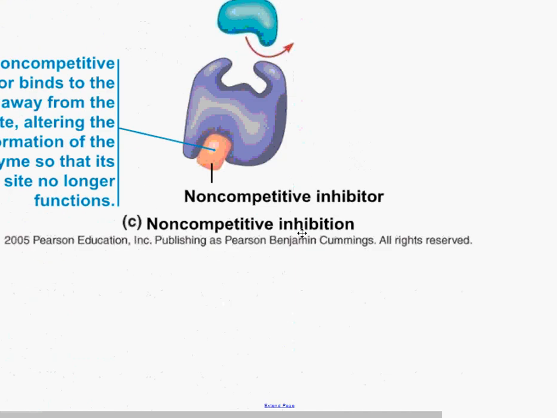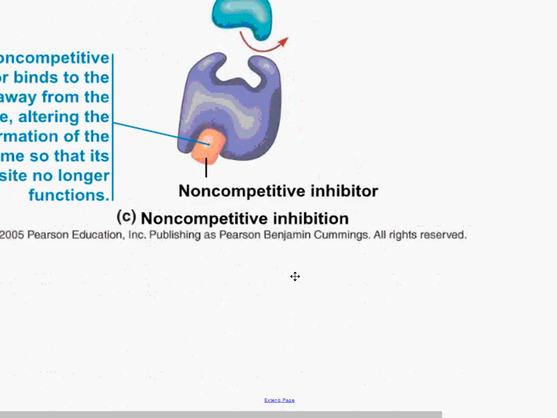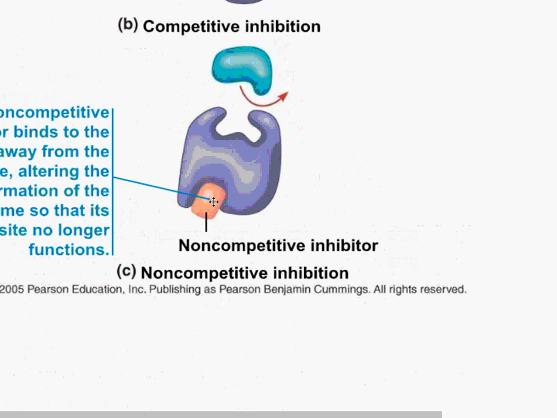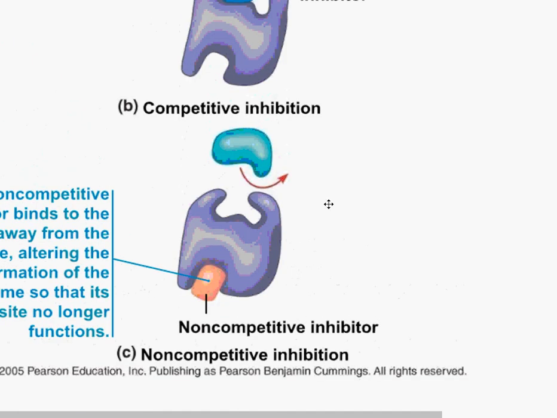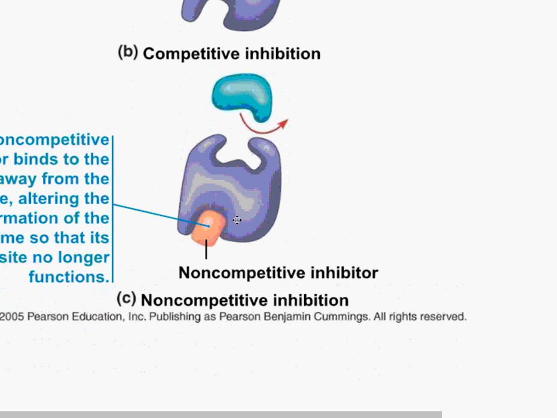Another type of inhibitor is a non-competitive inhibitor. So in this case, you have this little peach colored square that is bound to the back side of the enzyme, and that has caused the active site to change shape. That's preventing the substrate from binding. And so it's an inhibitor. It's still preventing the substrate from binding, but it's not competitive in that it's not competing directly with the active site.